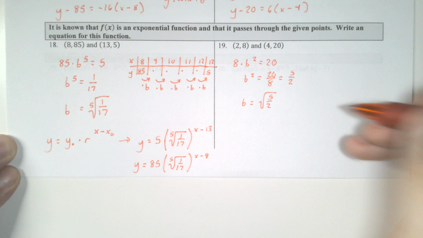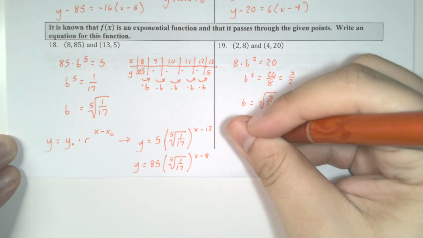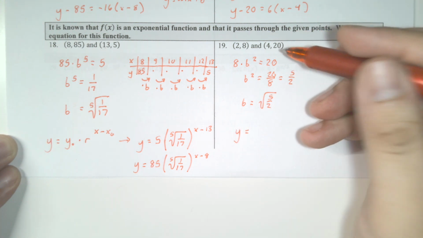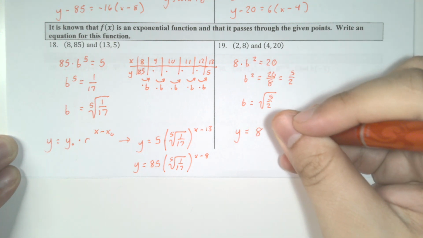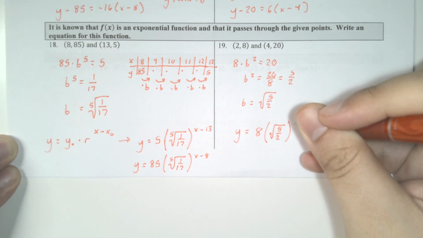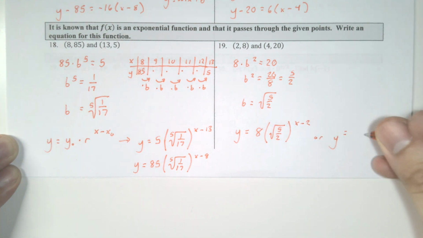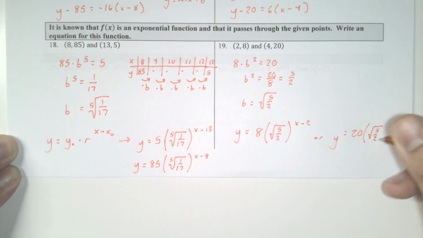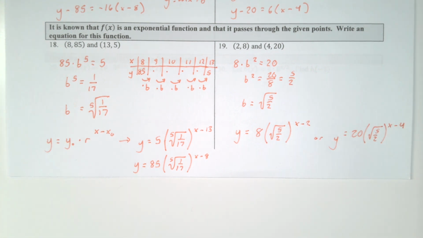solution to this. But now that we know that that's our base, we're going to use the same formula over here. And we have that y is equal to, let's see, if I use this point over here, 8 times the square root of 5 over 2 to the power of x minus 2. Or we can use y is equal to 20 times the square root of 5 over 2 to the power of x minus 4. So either one of these formulas work.